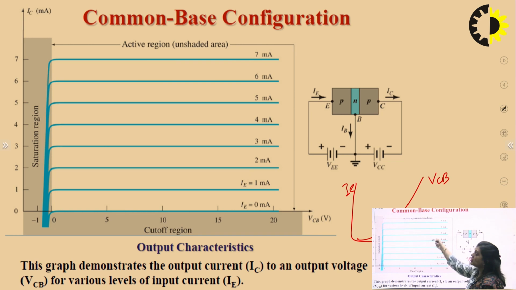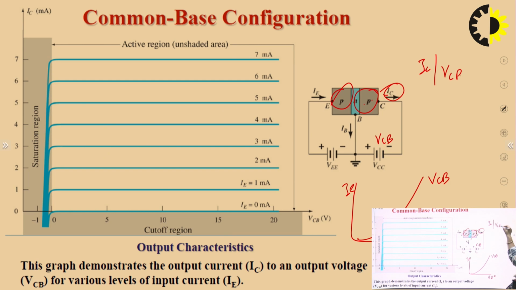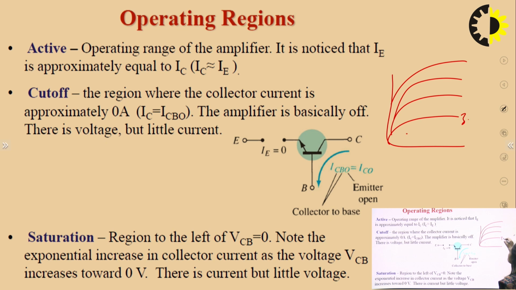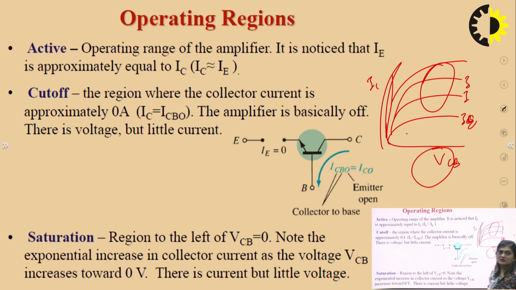And here we can see the output characteristics curve. This is the output circuit and this is the input circuit. In the output circuit, the output current is IC. So it will be plotted between IC and the output circuit voltage VCB, keeping IE constant. The characteristic is like this, plotted for different IE, with IC on one axis and VCB on the other. This region is the active region, this is the cutoff region, and this is the saturation region in the output characteristics curve.